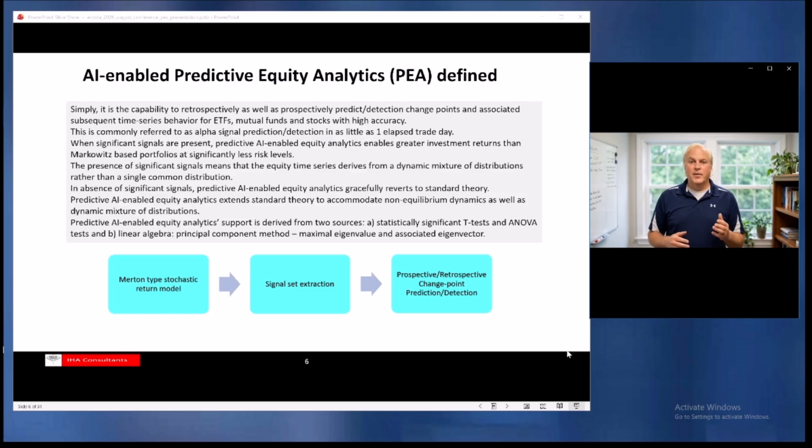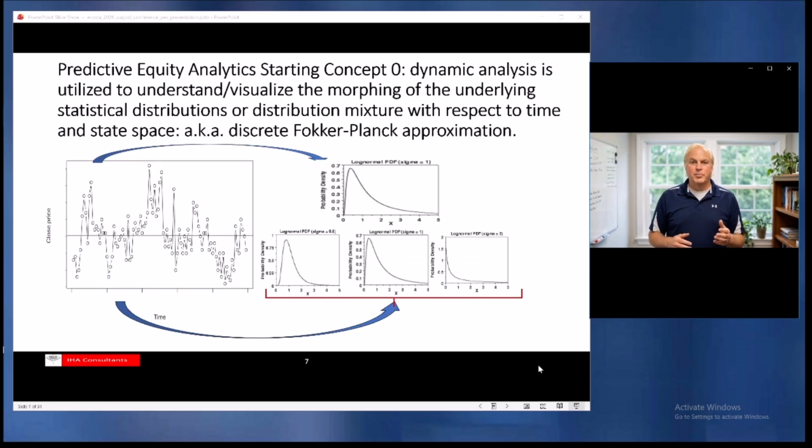AI-enabled predictive equity analytics support is derived from two sources: A, statistically significant t-tests and ANOVA tests, and B, linear algebra, principal component method, maximal eigenvalue, and associated eigenvector. Starting concept 0: dynamic analysis is utilized to understand and visualize the morphing of the underlying statistical distribution or distribution mixture with respect to time and state space, aka discrete Fokker-Planck approximation.